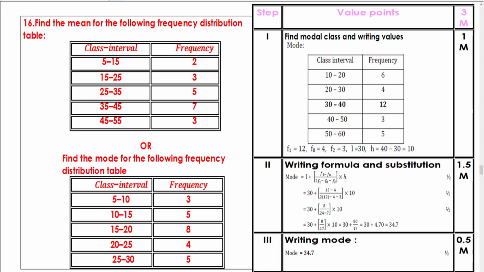Move on to the next question, number 16. Find the mean for the following frequency table. Similar type of problem. And the OR question, we'll solve it now. Find the mode of the following frequency distribution. That I have solved here. First of all, you have to identify the modal class. In this case, which is the modal class?